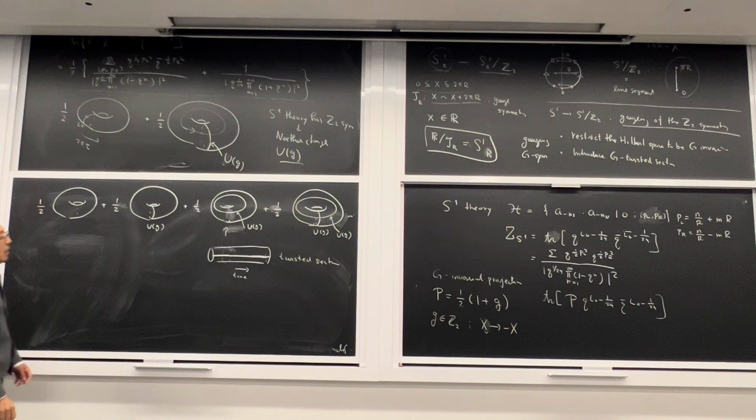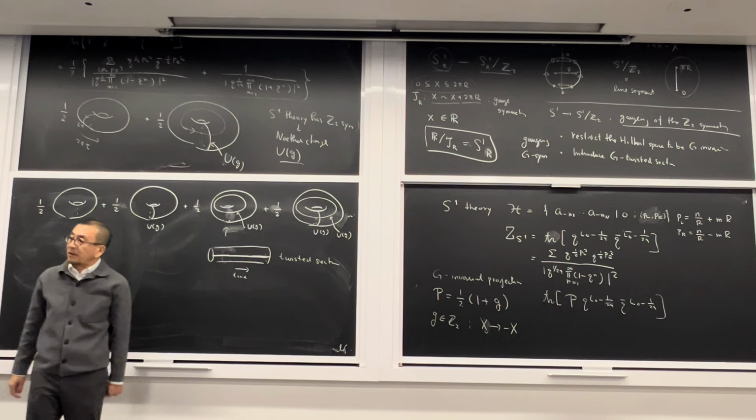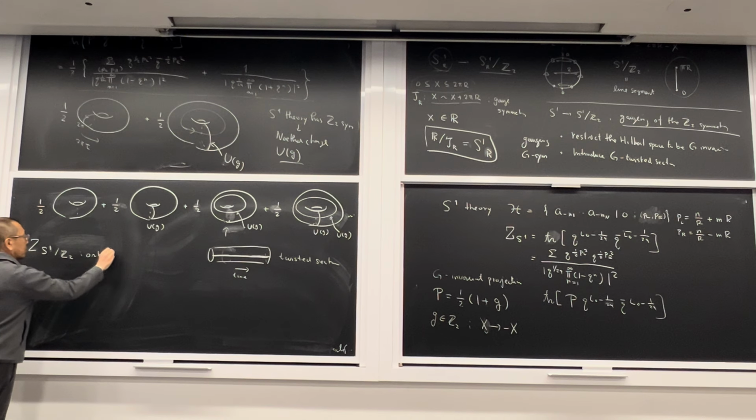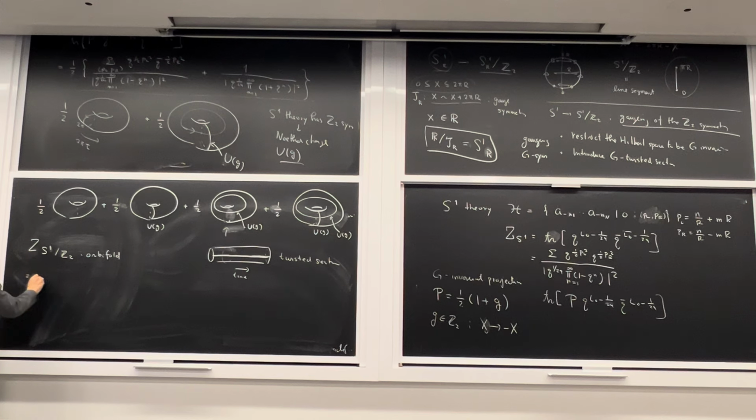Okay, so modular invariance automatically requires that you sum over this twisted sector. But you can also see that from understanding precisely what we mean by gauging something. Okay, so with this understanding, the partition function for this circle compactification with Z2 symmetry, the orbifold, is given by the following formula.